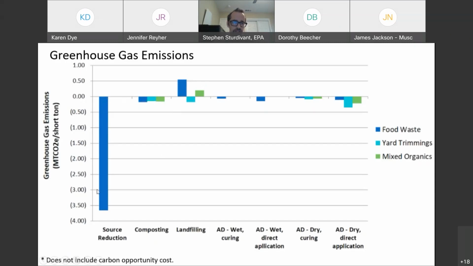Source reduction, you eliminate the entire carbon footprint of that food by preventing food waste to begin with, right? So this is things like waste prevention, like figuring out why you're wasting food, changing your habits, changing your purchasing or your preparation so that you eliminate that food waste from ever occurring, and that's where you get the biggest bang for your buck. That's really a way to greatly reduce our emissions footprint.